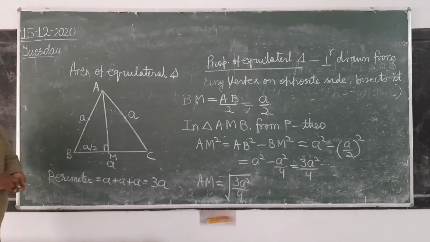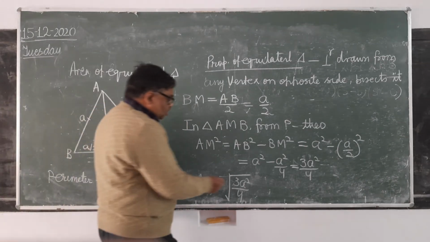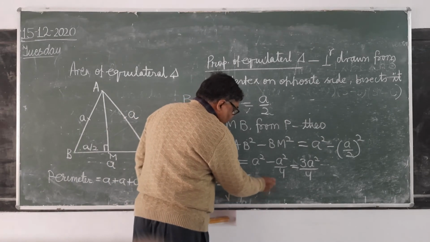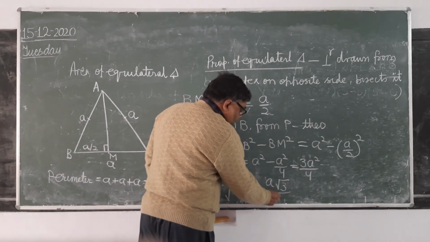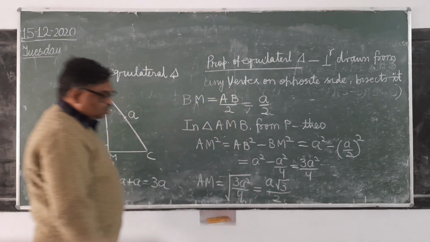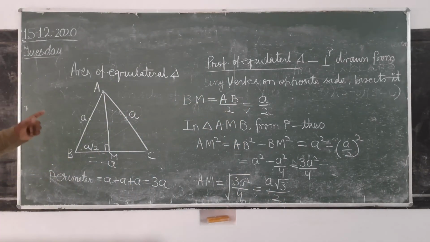The square root of A square is A. The square root of 3 is root 3. The square root of 4 is 2.